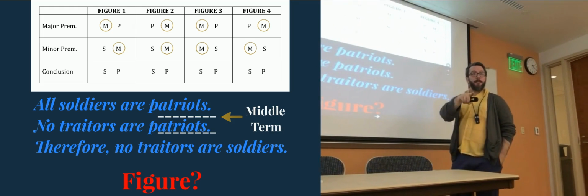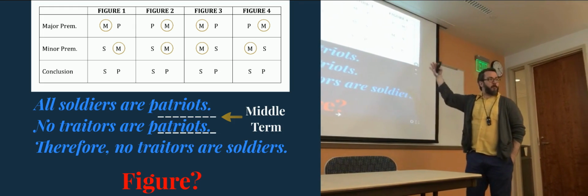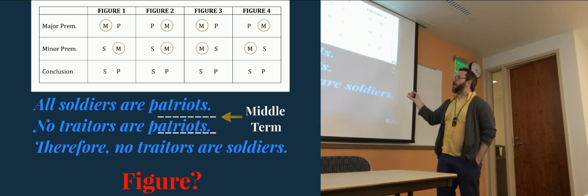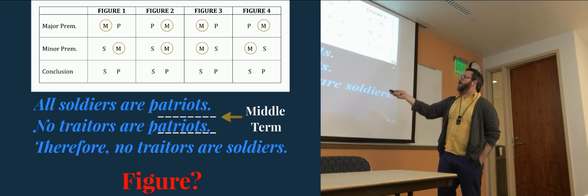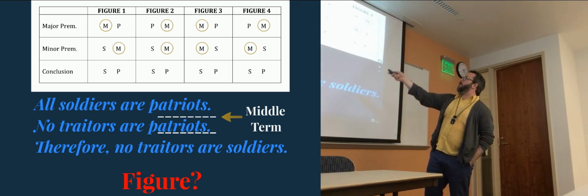Patriots, yeah. Patriots is my middle term, right? Patriots is the term that comes up in both of the premises, but it doesn't appear in the conclusion at all. It's my middle term, and it's the predicate in both premises. That is, bing, figure 2.